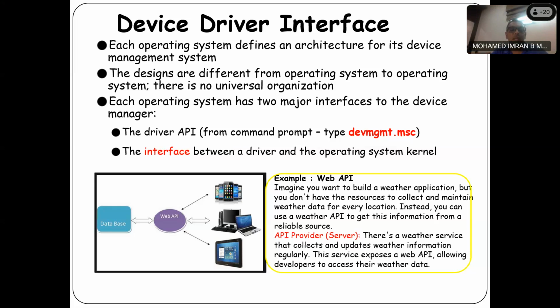So basically what it means is, the API provider is the weather service that collects and updates weather information regularly. These services expose a web API allowing developers to access their weather data. That means when you are creating a website and you need weather information, you can just access this weather web API and get that information available to you.